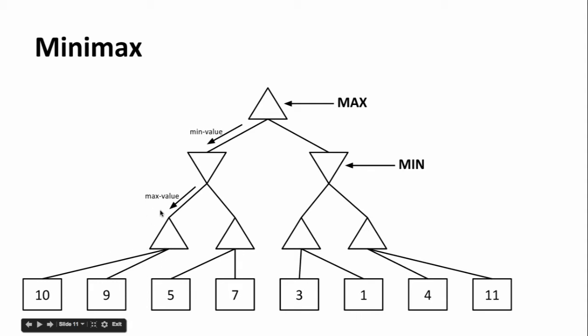So the value for this max node will become 10. All right. Now this min node will go to its next successor, which is going to be this max node here. It'll call max value on that. And then this max node will return 7. Okay. So then min takes the minimum value of both of these and assigns itself 7.